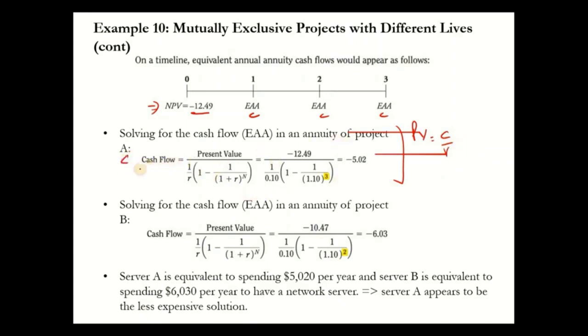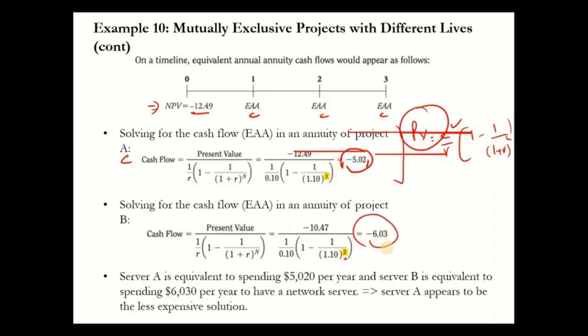We need to find C, so we need to adjust. Let me write the formula, power n. This is given as 12.49. We need to calculate how much C is. C is 5.02. For project B, same thing, we use 3 years here, and the answer here is negative 6.03.